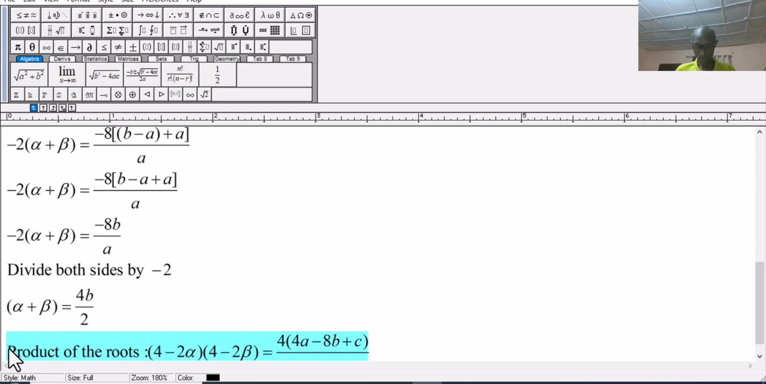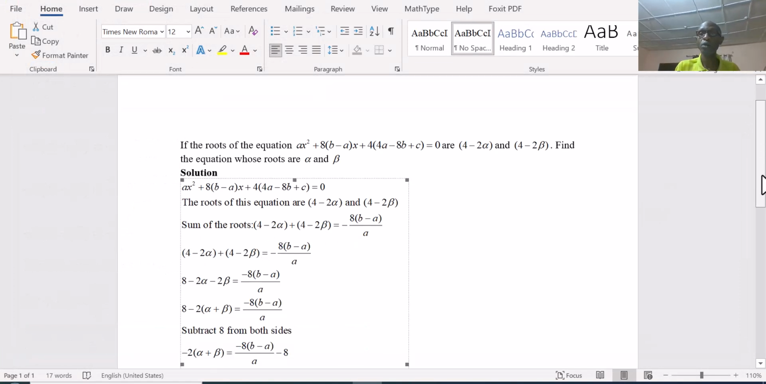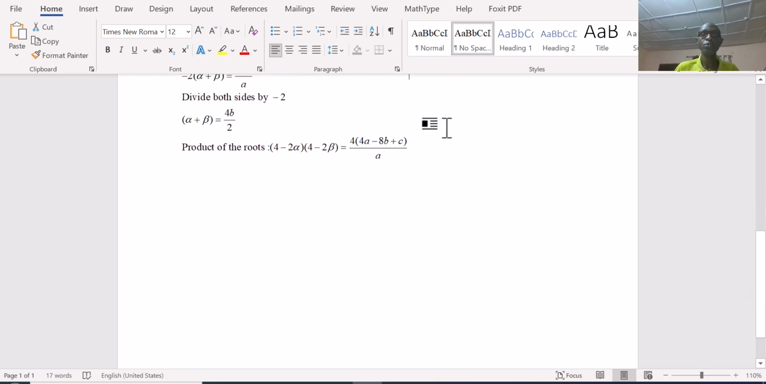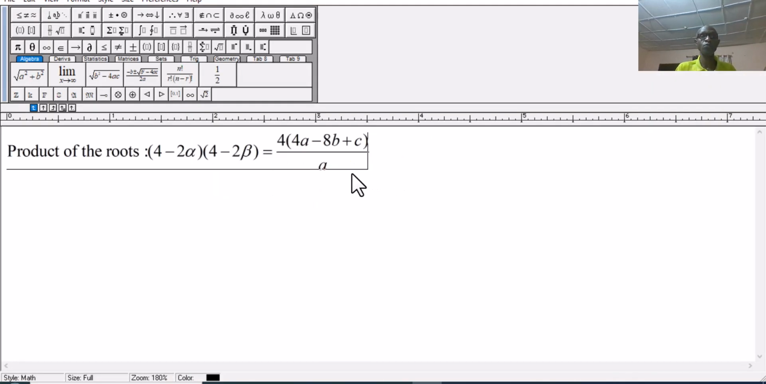So let me just copy it. So we have done the first part. So we are now moving to the product of the roots. Product of the roots. So we have this. So product of the roots. So I'm going to continue from here now.